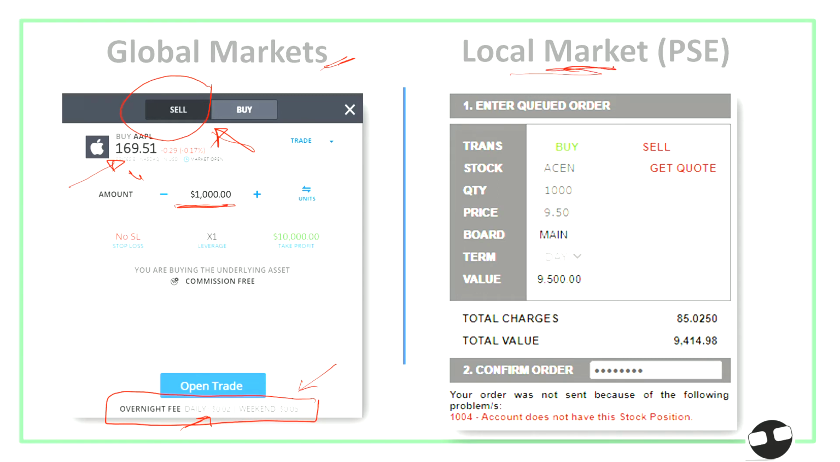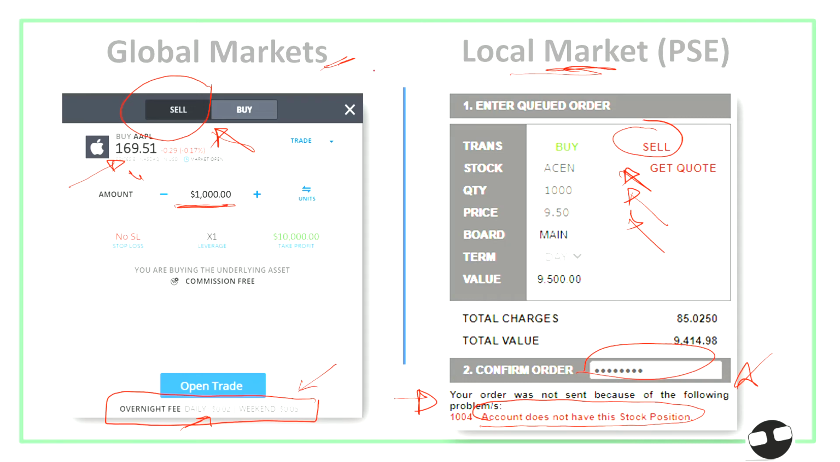Now, how about the local market? Here, if you click sell, look for ASIN, input the size, quantity of 1,000, price of 950, and then if you input your password, try to look at this. You have this note here that your order was not sent because of the following problems: account does not have this stock position. So meaning short selling in the local market, or the Philippine Stock Exchange, is not allowed. So in the local setup, you can only sell the asset if you already have that asset in your portfolio. See the difference here?